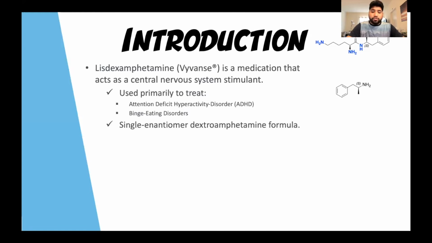Getting back to the structure, though, lisdexamphetamine is a single enantiomer formula, being composed solely of dextroamphetamine, shown here to possess a chiral center of S configuration. This distinguishes it from other drugs such as Adderall, which is composed of equal parts racemic amphetamine and dextroamphetamine.